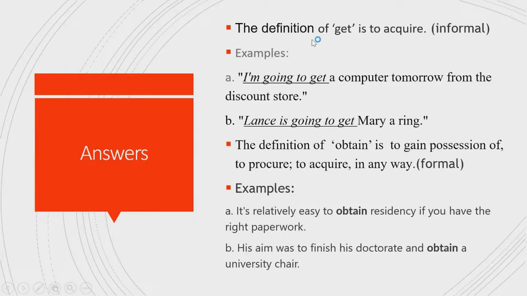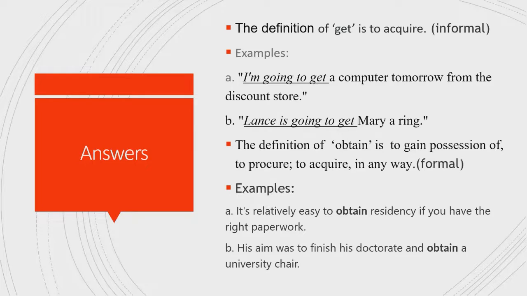And then the definition of get is to acquire, and it sounds informal, and the example is, I'm going to get a computer tomorrow from the discount store. The second example is, Lance is going to get Mary a ring.